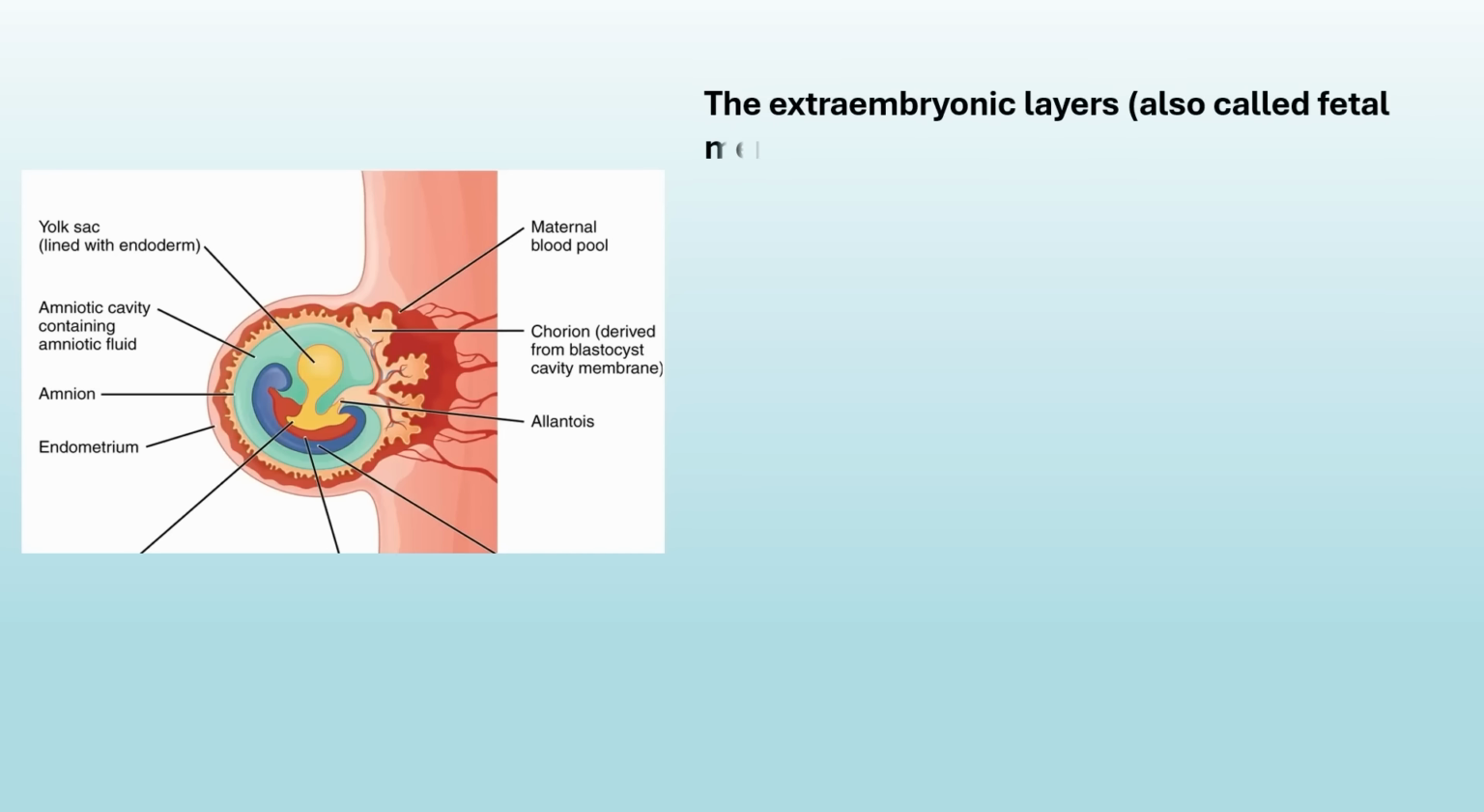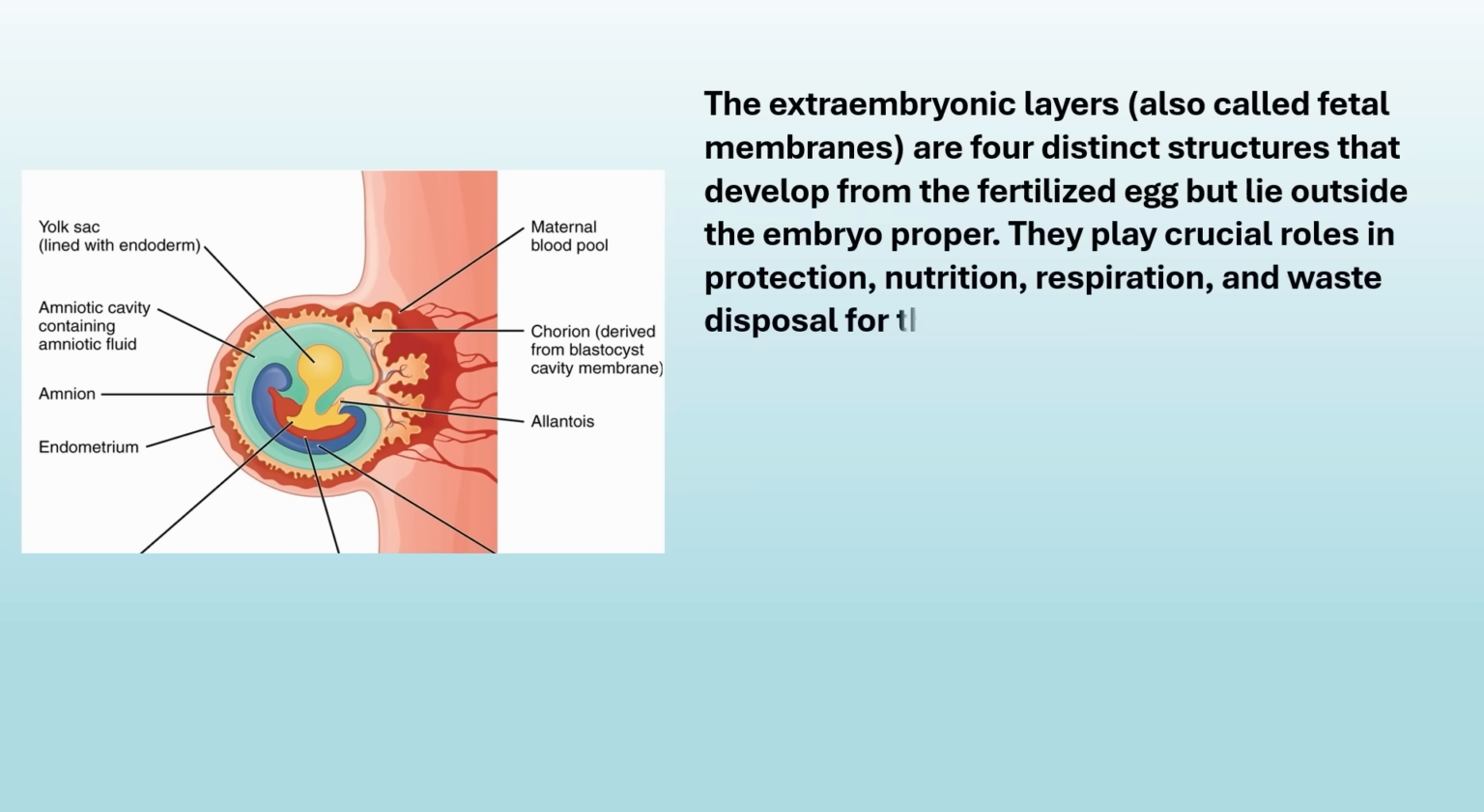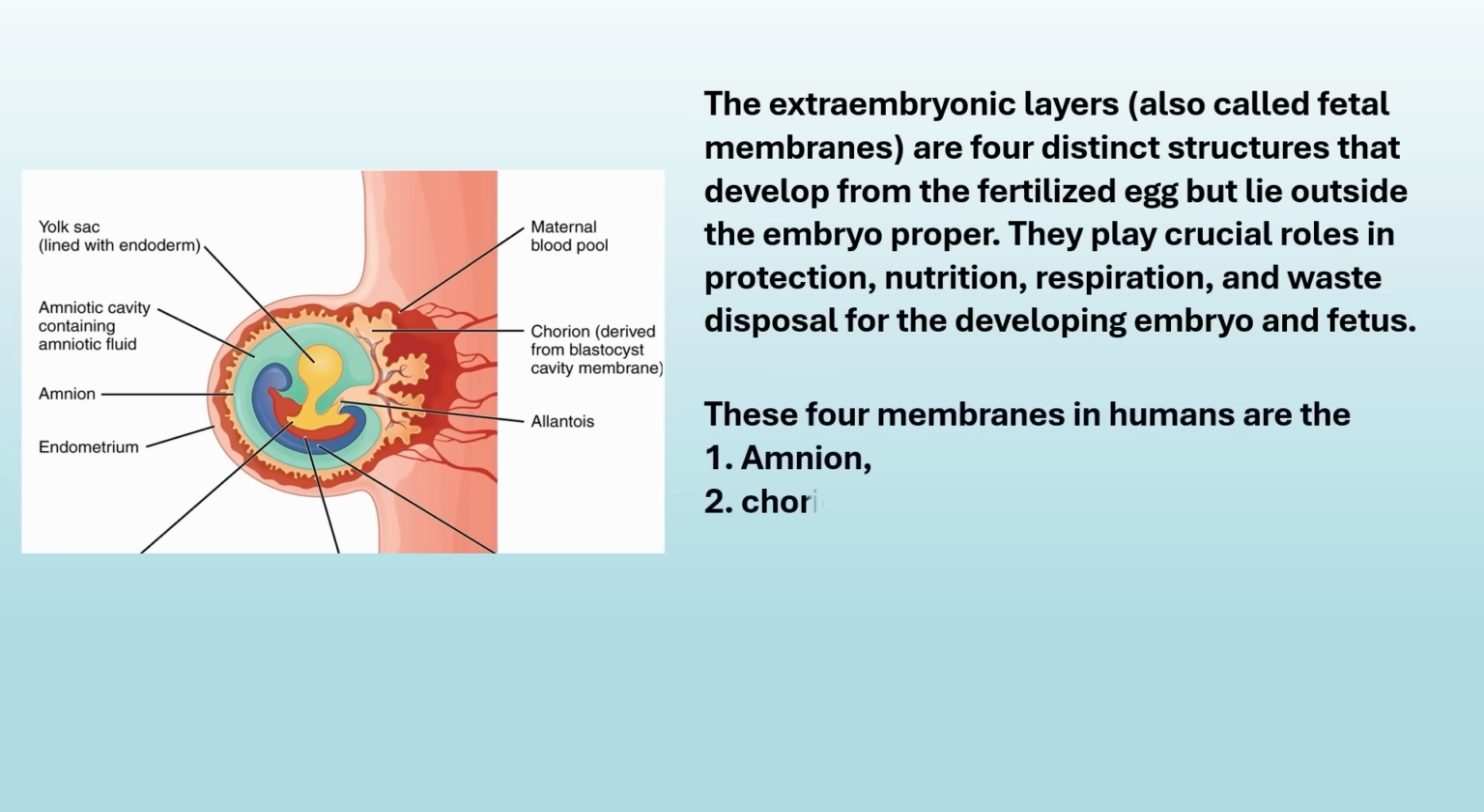The extra embryonic layers, also called fetal membranes, are four distinct structures that develop from the fertilized egg but lie outside the embryo proper. They play crucial roles in protection, nutrition, respiration, and waste disposal for the developing embryo and fetus. These four membranes in humans are the amnion, chorion, yolk sac, and allantois.